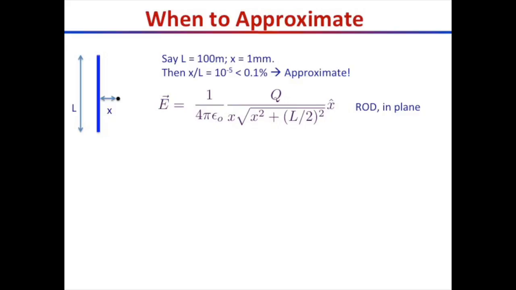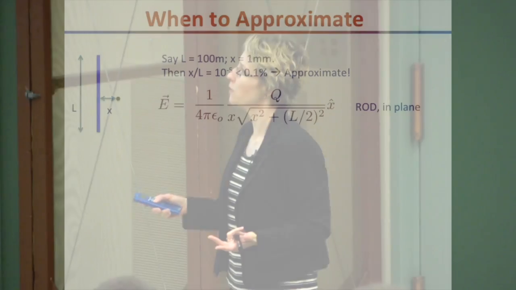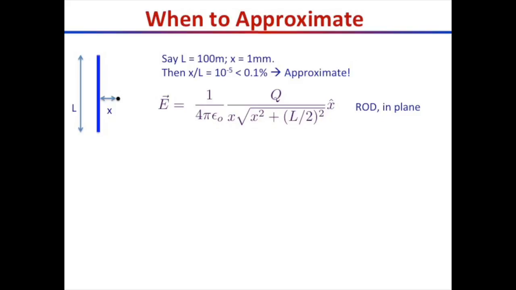So when to approximate, let's say, for example, we have a rod. We've already calculated the electric field of a finite rod, and the rod has a particular length to it, and then I'm going to be a particular distance from the rod. Now I have two length scales in the problem, the size of the rod and how far away I am from the rod. So when I have two length scales, I should think, can I approximate here? So let's say that we have a rod of 100 meters in length, and I'm going to be a distance of 1 millimeter away. Already my diagram is not to scale, right? If I'd drawn it to scale, you wouldn't even see the separation between the rod and the point, okay?